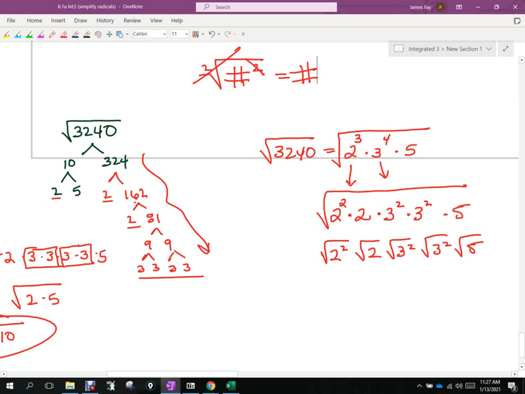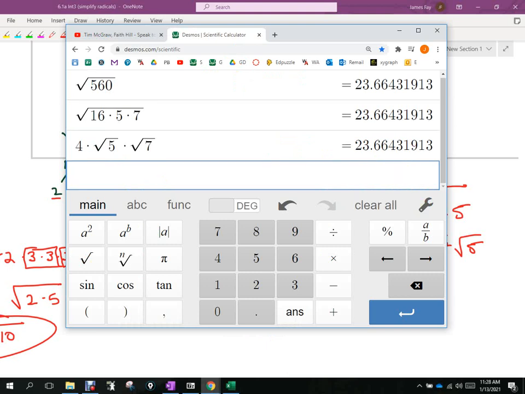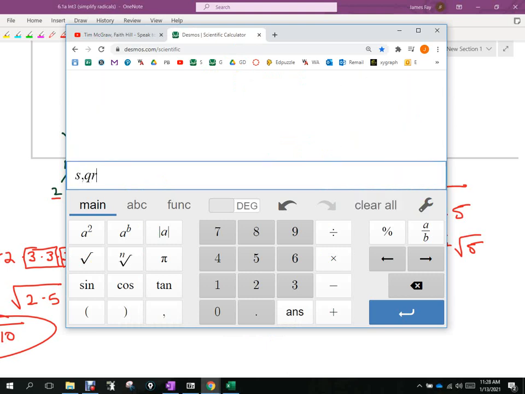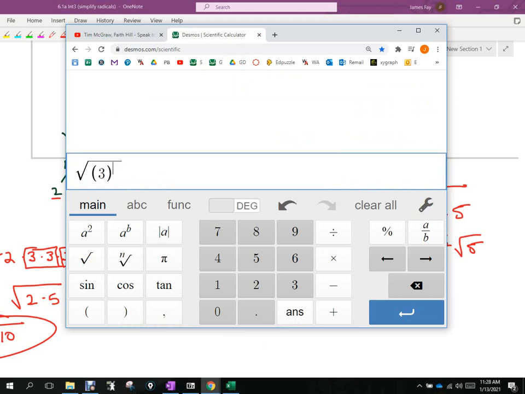Okay? Convince yourself of that by taking, on one of your calculators, you can say, I'm going to do a square root of 3 squared. And it gives me 3. Go 31 squared. Gives me 31.